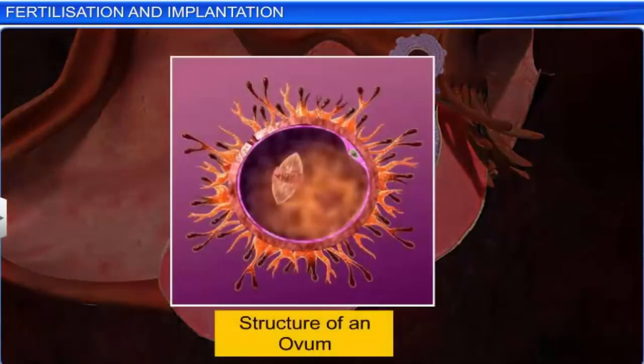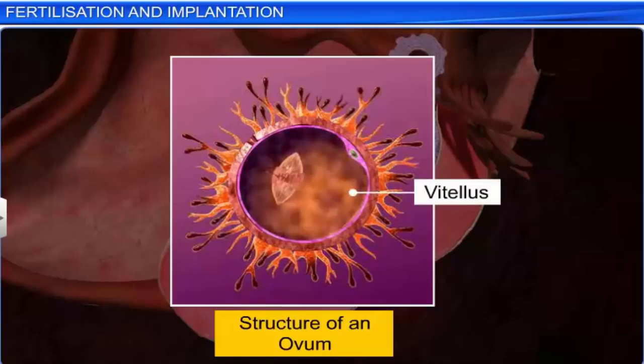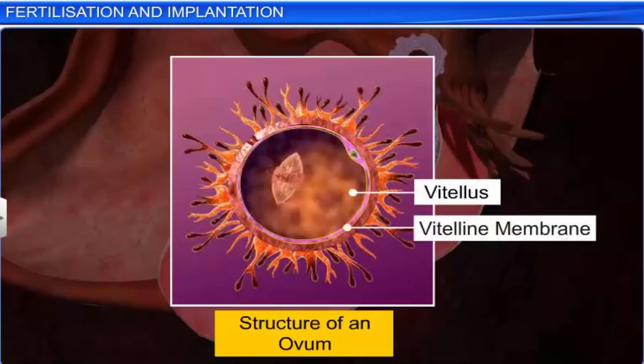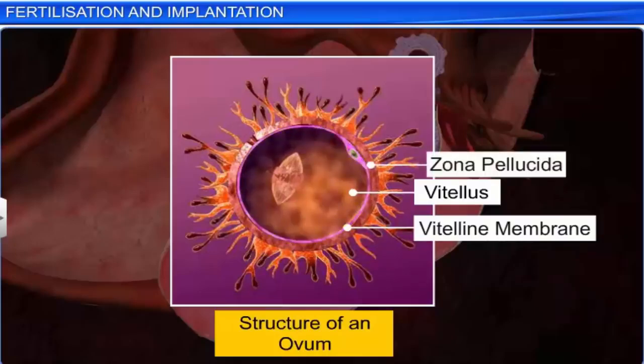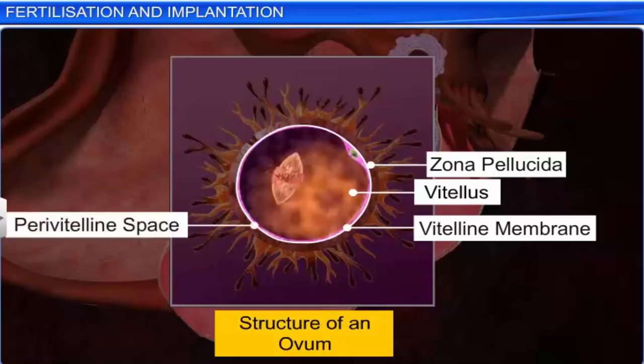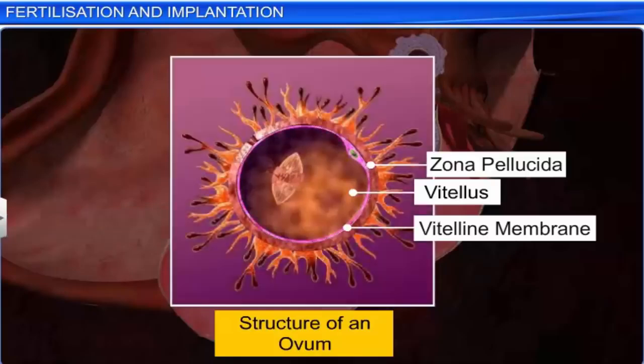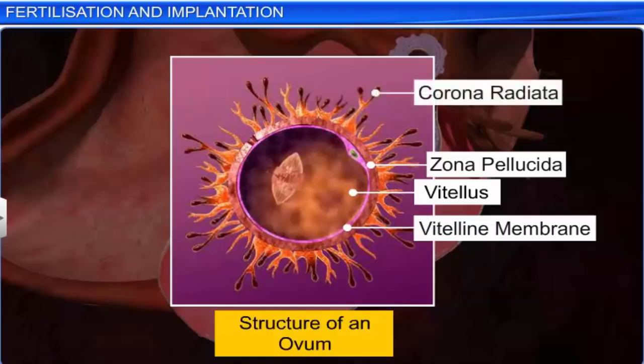Interestingly, the ovum contains only the X chromosome. Studies have shown that the ovum is filled with cytoplasm called the yolk or vitellus, surrounded by a membrane called the vitelline membrane. The vitelline membrane is ensconced in another membrane called zona pellucida. However, there is some space between the zona pellucida and the vitelline membrane, which is called the perivitelline space. Surrounding the zona pellucida is a layer of granulosa cells called the cells of corona radiata.